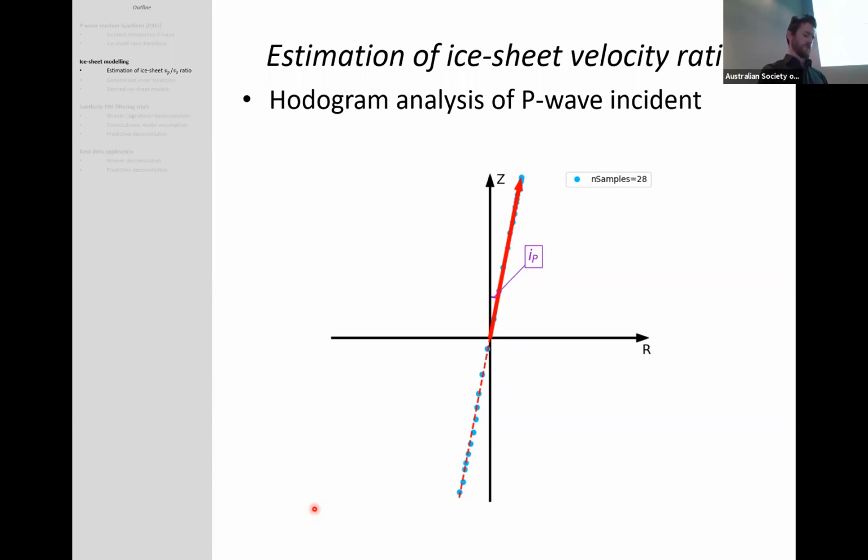We also need to know the incident angle of the incoming P wave, which is estimated using hodogram analysis. This is done by analyzing the first quarter cycle of an incoming teleseismic P wave. The vertical and radial components are plotted against each other to measure the incident angle, and it is just measured directly.